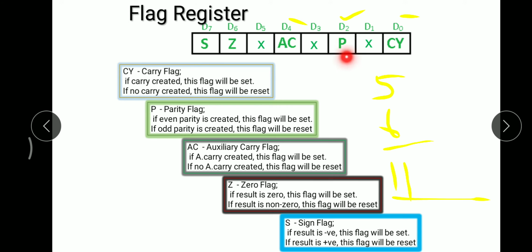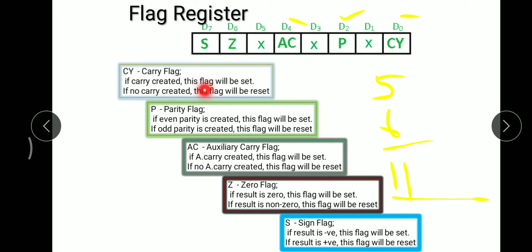If it is odd parity, this will be 0. If an auxiliary carry is created in your result, this flag will be 1, otherwise it will be 0. You can read the lines here. In your result, if you are getting 0, this flag will be 1. If you are having non-zero, this will be 0.